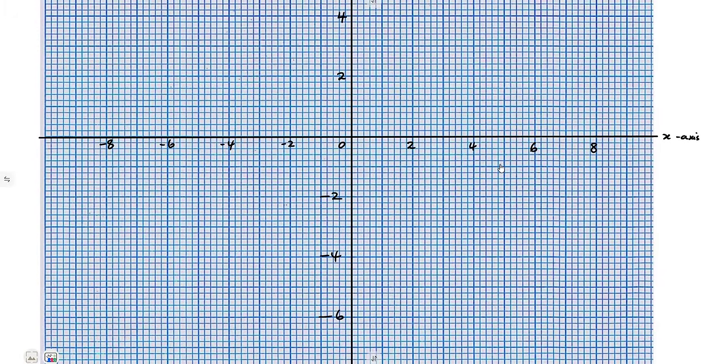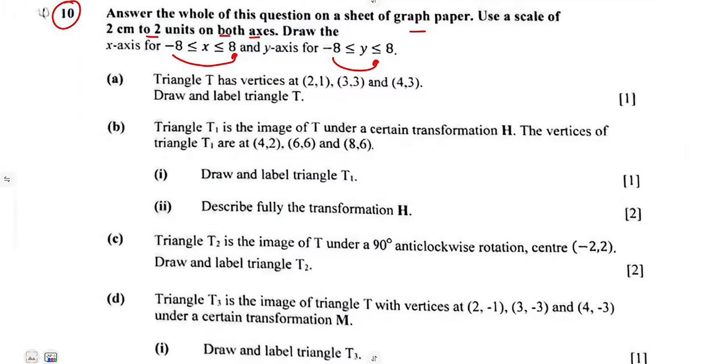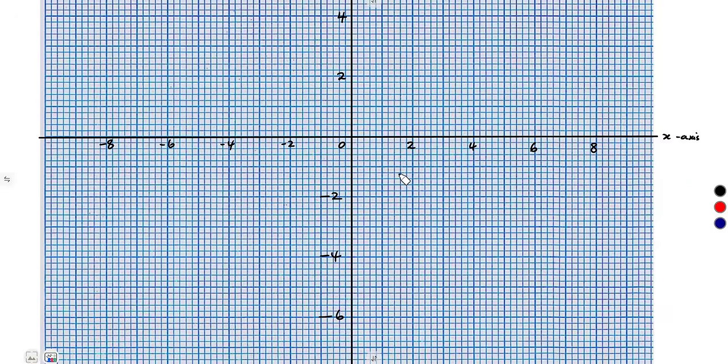So you're given this Cartesian plane. On that Cartesian plane, triangle T has these vertices. Draw and label triangle T for 1 mark, all right? So there's point (2, 1), 2 versus 1. So this is 1 in between here. So that's 2 versus 1, all right?